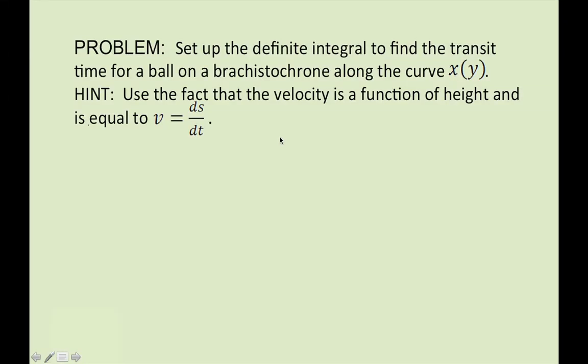For this brachistochrone problem, we want to set up the definite integral to find the transit time for a ball on a brachistochrone along the curve x of y. To set this up, we need to use the fact that the velocity is a function of height, you should remember what that is from introductory physics, and that the velocity is also equal to ds dt. Go ahead and find the definite integral for the transit time.